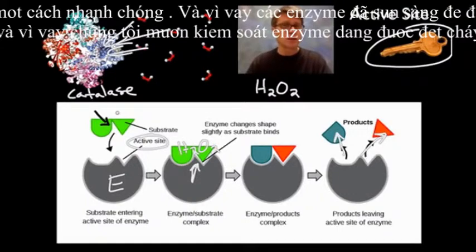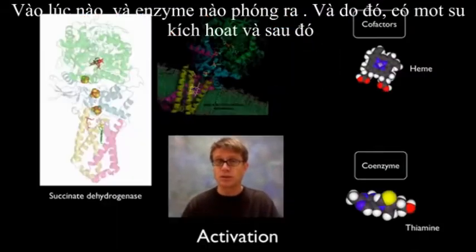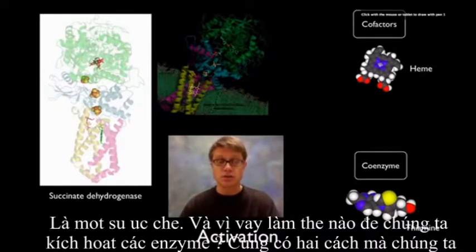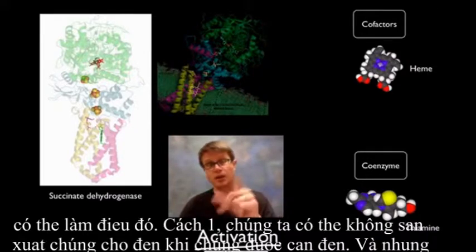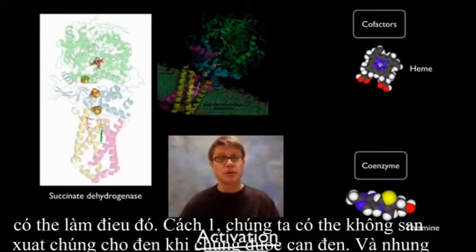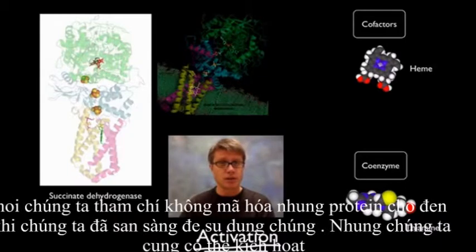And so we want to control which enzymes are firing at which time and which ones are being released. And so there's basically a turn on and then there's a turn off. And so how do we turn enzymes on? Well, there's two ways that we could do that. Number one, we could just not produce them until they're needed. And so lots of times we won't produce a protein until it's required. And so we do what's called gene regulation, where we don't even code those proteins until we're ready to use them. But also we can activate them.